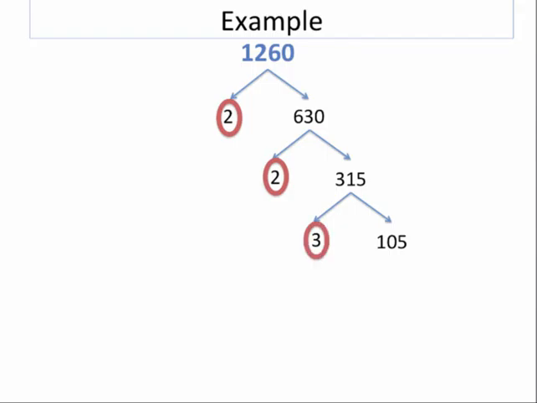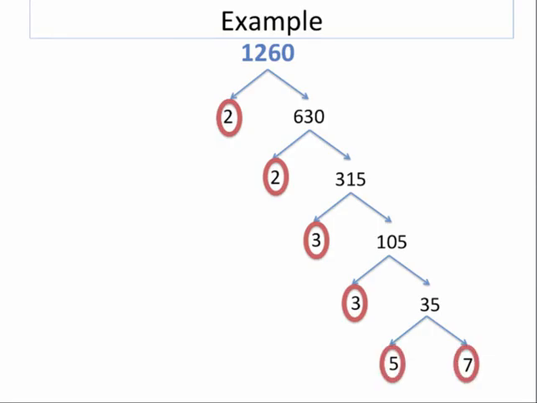I repeat that process again. 1 plus 5 plus 0 is 6. 6 is divisible by 3, so is this number. So 3 multiplied by 35 is 105. Again, I recognize 35 from my list of multiplication charts, and I know that that is 5 times 7. Both of these numbers are prime, and I'm done.